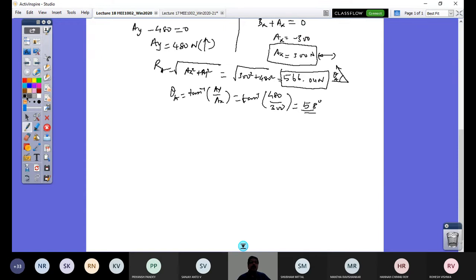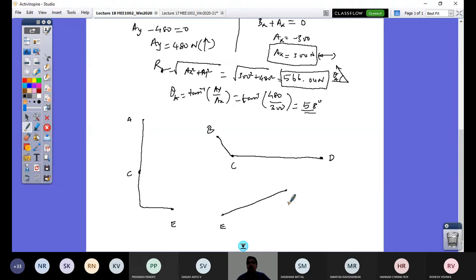So let me draw a line diagram of both members. One is ACE. So this is point A, this is point C, and this is point E. Another member is this is B, this point is C, this and this point is meeting, and this point is D. And then this ED is connected by this member. So this is E and D.